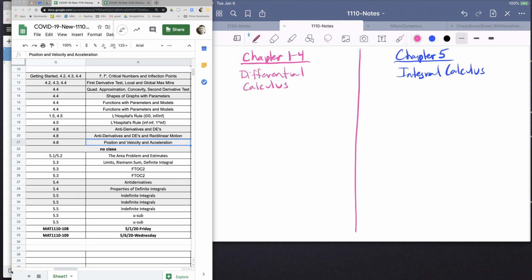All right, in this video, we just have a transition video from chapters 1 through 4 into chapter 5. So in chapters 1 through 4, we have done differential calculus. We have done recently problems involving antiderivatives. We have done the rectilinear motion problem and the relationship of velocity as the rate of change in the position function and the acceleration as the rate of change in the velocity function.